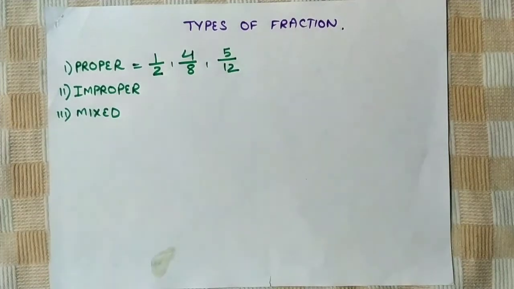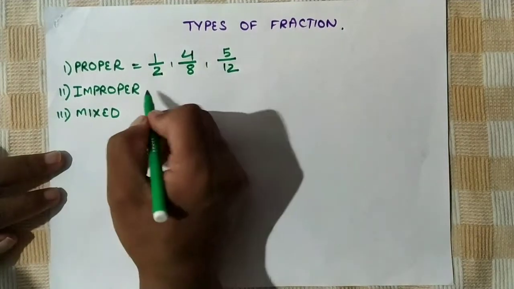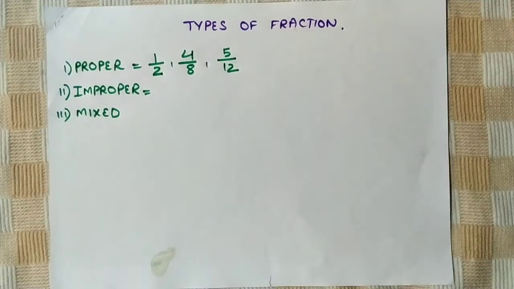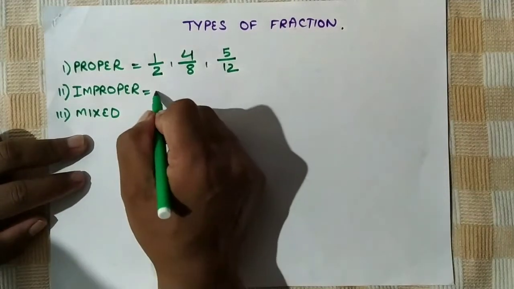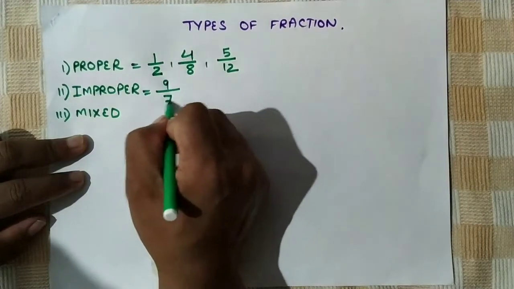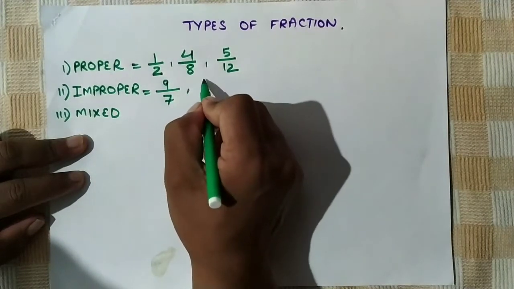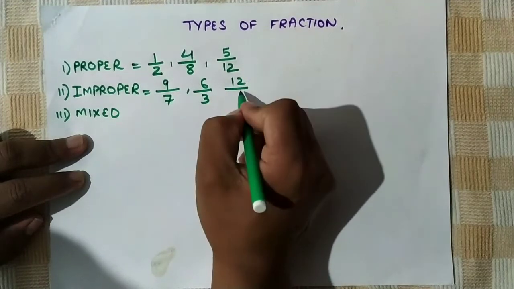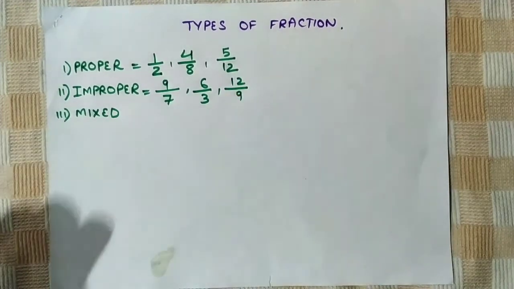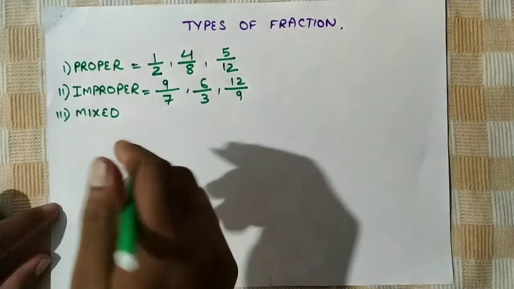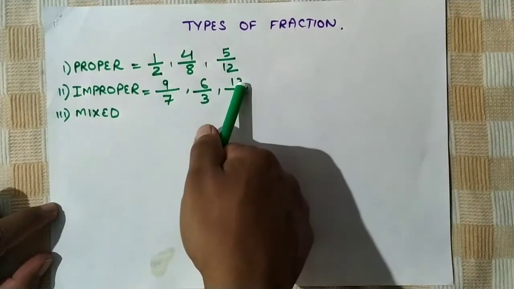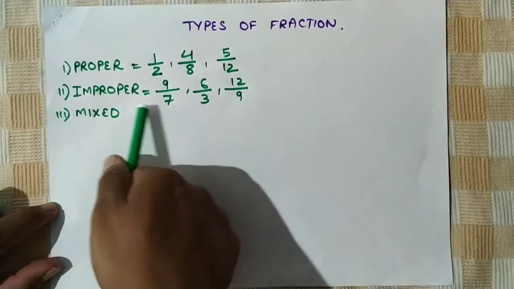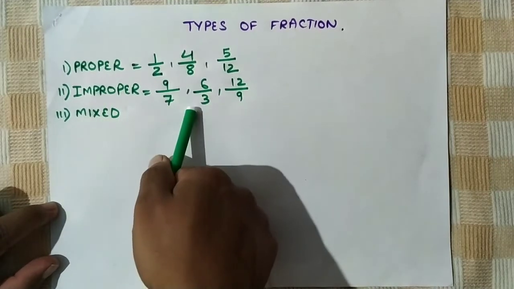So what do you mean by improper fractions? Fractions where the numerator is larger than the denominator. Like for example, 9 by 7, 6 by 3, 12 by 9. So in this case what we can say is the numerators are larger than the denominator. So this kind of fractions are known as improper fractions.